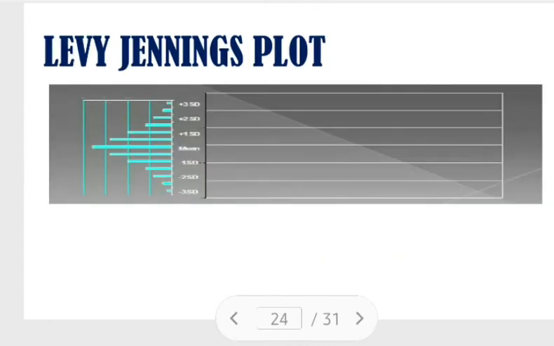So the Levey-Jennings plot is also known as the Shewhart plot. The Levey-Jennings plot is the most common intra-laboratory quality control chart used in clinical laboratories, and it is considered the Gaussian distribution chart on its side.